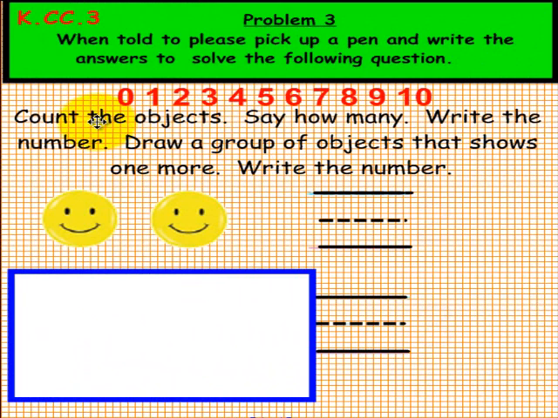Problem 3. We're going to count objects. We would like for you to say how many there are, then write the number here. How many objects? Write the number here. Then draw a group of objects in the white box that shows one more than this one, and write that number here. If you would please, pick up a pen to solve this problem.